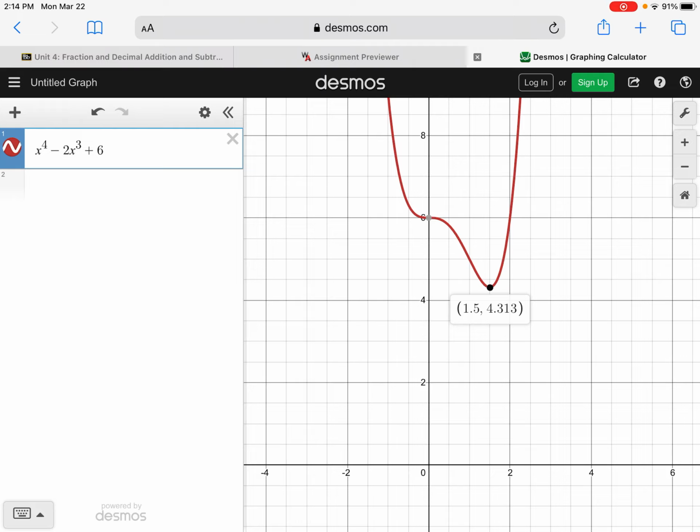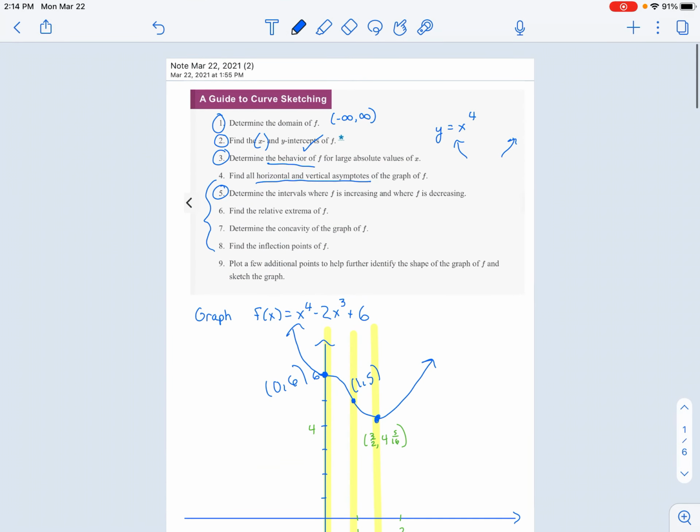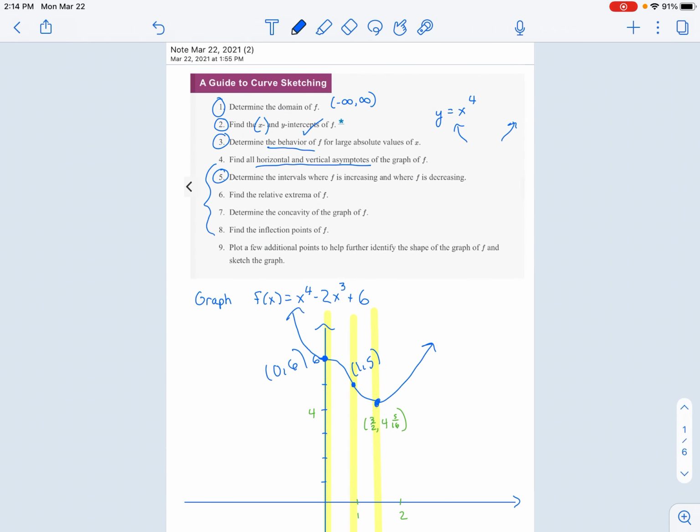So that's a problem in total. Let's go back and make sure that we hit all of our steps here. So we got the increasing, decreasing, relative extrema, concavity, inflection points. And in this case, I don't think it was really necessary to add more points, although you can always do so.